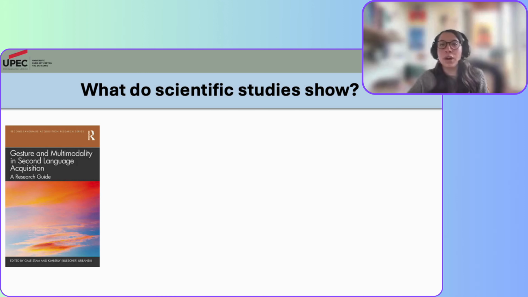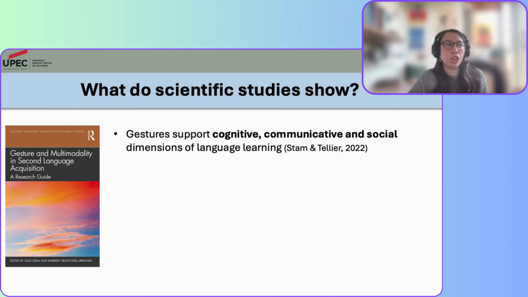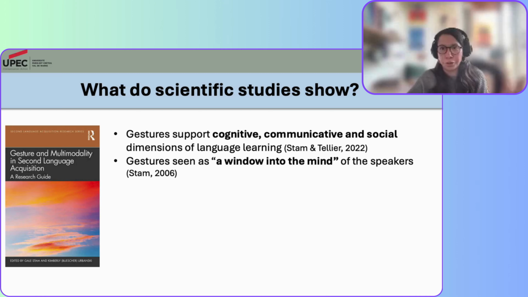Okay. And so very quickly, what do scientific studies show? Because there's lots of work on gestures and multimodality in second language acquisition. There's this one book that came out recently, although there are others now. So more and more, there really is a growing interest in the study of gestures in SLA. Generally speaking, studies show that gestures support cognitive, communicative, and social dimensions of language learning. They're also seen as a window into the mind of the speakers, of the learners. So the thinking gesture I was showing before is an open window into the cognitive processes associated with thinking, for example, or lexical retrieval and all these elements.